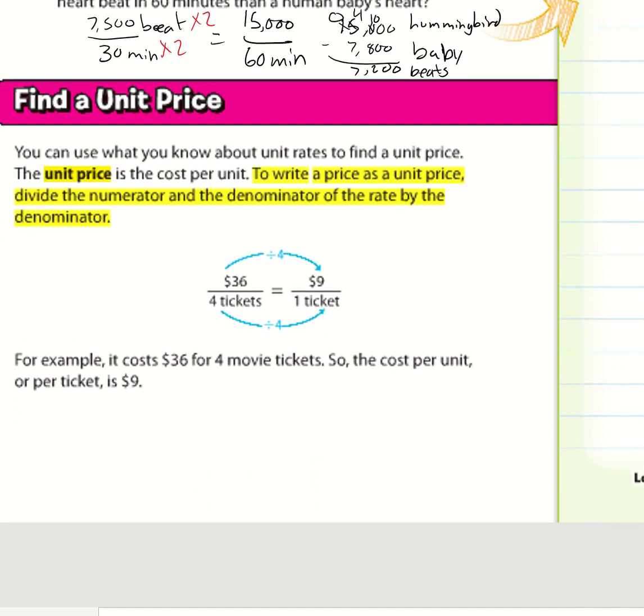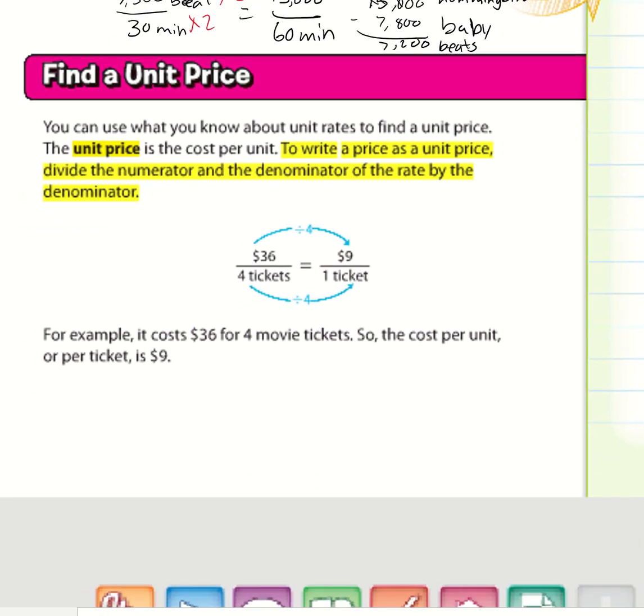So now finding a unit price. You can use what you know about unit rates to find a unit price. The unit price is the cost per unit. So it's pretty much the same thing, except now we're dealing with money.